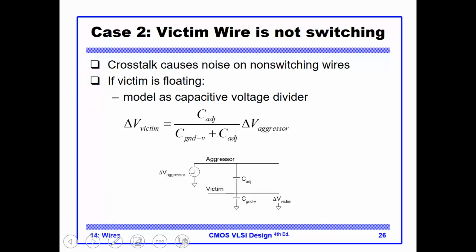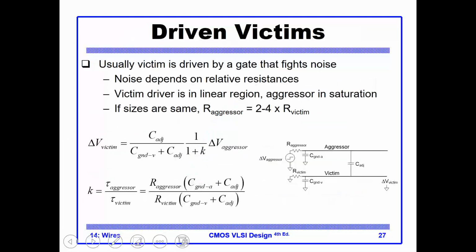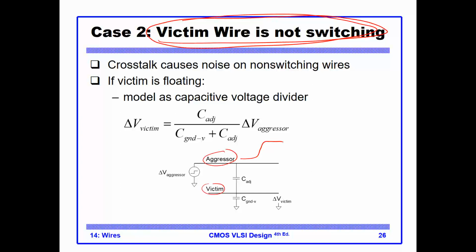Now let's take a look at case number 2. In case number 2, we have this aggressor switching, but my victim is not. My victim is not switching. A is not switching. In this case, the aggressor is switching and the victim is not. If you do this voltage analysis, you will see that we introduce a pulse of voltage here, and this delta V victim is computed by this formula.